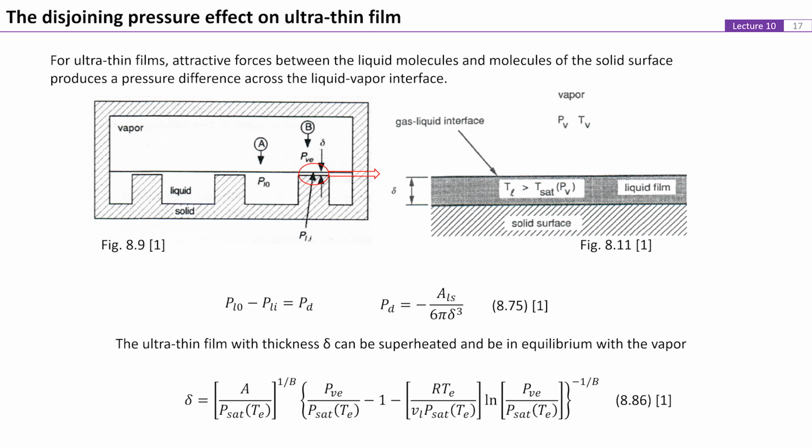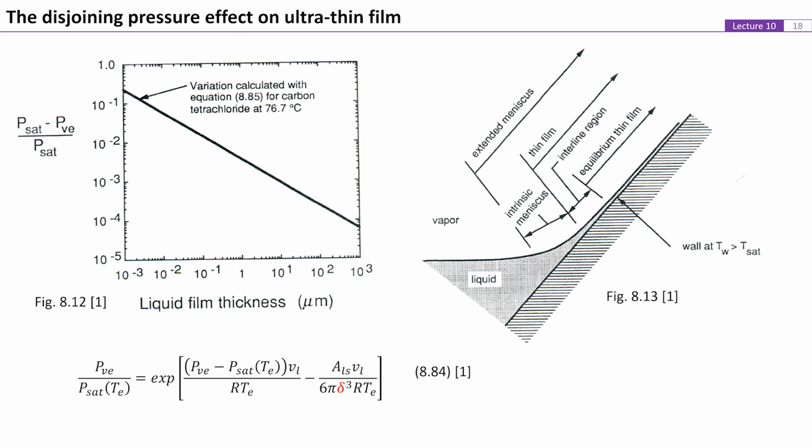The result is that if the liquid film is thin enough, the ultra-thin film can be superheated and be at equilibrium with the vapor. The liquid film may not necessarily be completely evaporated, even if its temperature is raised above its normal saturation temperature. This means that an equilibrium thin layer of liquid film with thickness delta may remain on the surface. Figure 12 shows an example on the difference of equilibrium vapor pressure versus the saturation pressure with respect to the liquid film thickness.